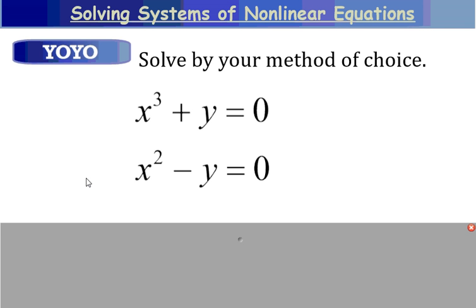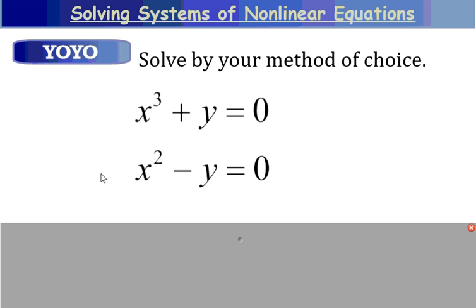Last one, solve by your method of choice. You have x cubed plus x squared plus y equals 0, and minus y. This should actually go fairly quick. So pause the video now. Maybe give 2 minutes for people to try it. Decide if you're going to solve by substitution or elimination. You can use either one, but one will be much quicker than the other. Pause the video now for 2 minutes. Unpause it when you want to see what the solution is.